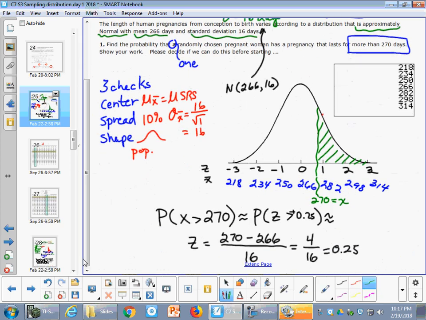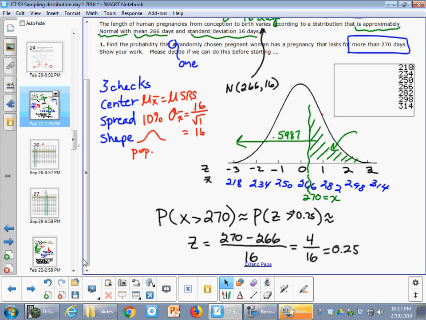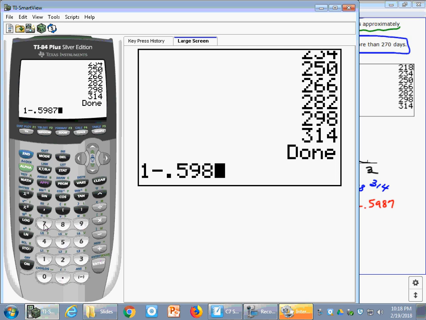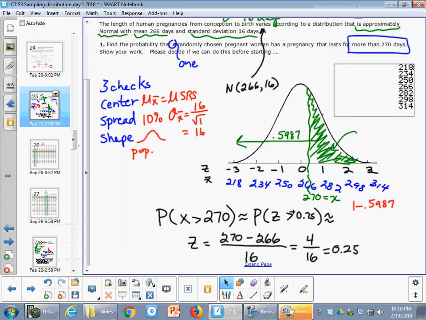So according to our textbook, this right here is not the 0.5987, it's down this way. So 270 really should be a little bit more shaded like that. And I can put my curve up here and do a little bit more shading. So my answer is not 5987. My answer is going to be 1 minus 0.5987, which is going to be, let's do that, 1 minus 0.5987 gives us 0.4013, which is less than 50%, but definitely greater than 16%.